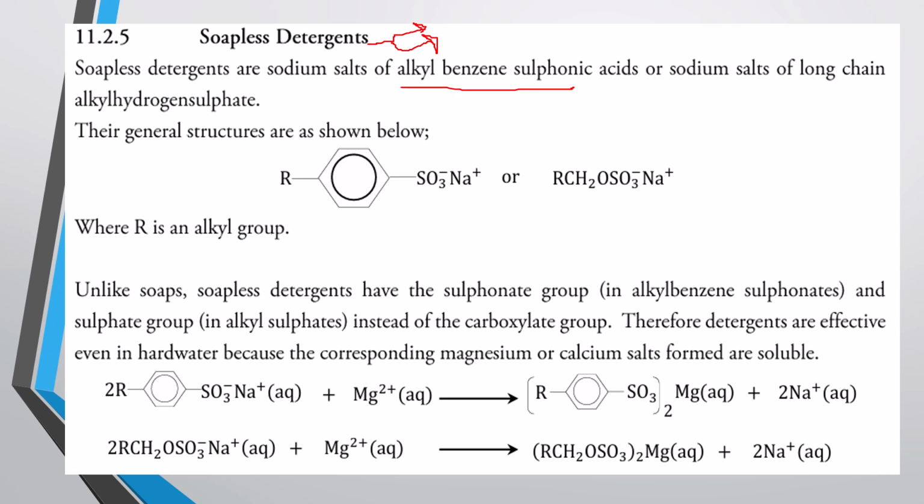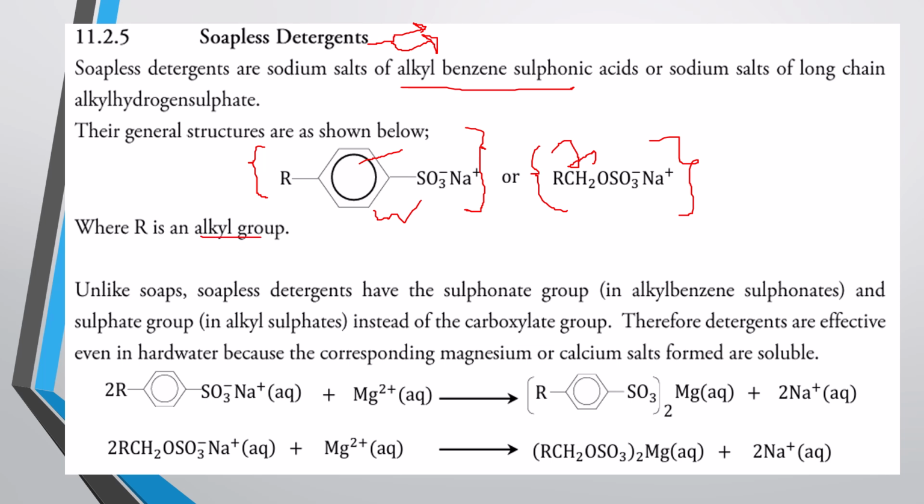So the general structure for these soapless detergents is represented by the following, but mainly I encourage you to use this one. In case you're being examined, you may ignore this one, though it looks correct, but mainly master usage of this one, because here we are focused on having an aromatic compound. That's why here we also told you it must be a long chain salt of alkyl hydrogen sulfate. So here R is the alkyl group.